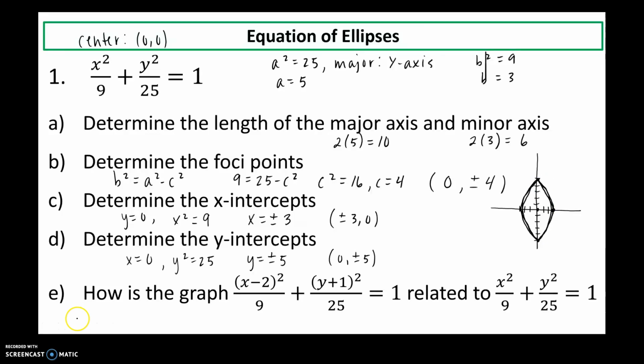All right, and then part E, if we think about translations, how is this graph related to the one we just sketched? Well, it's going to be a translation 2 units to the right. Okay, that came from the minus 2 with the x, and 1 unit down. So what we're going to look at next is moving the center. So now instead of the center being at 0, 0, if I put the center at 2, negative 1, then all of my points would change. Okay, so right 2, down 1, everything would change.